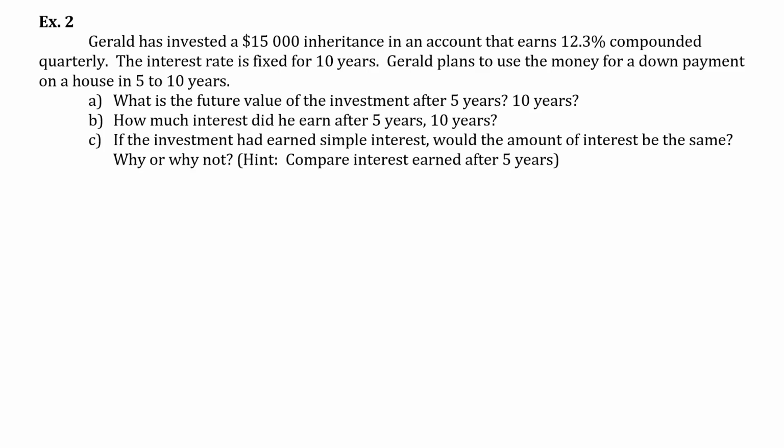Example 2. Gerald has invested a $15,000 inheritance into an account that earns 12.3% compounded quarterly. The interest rate is fixed for 10 years. Gerald plans to use the money for a down payment on a house in 5 to 10 years.